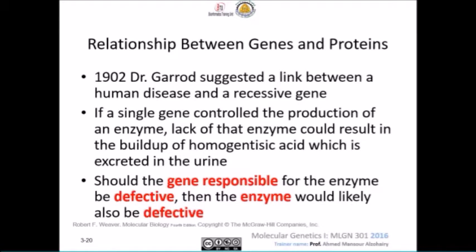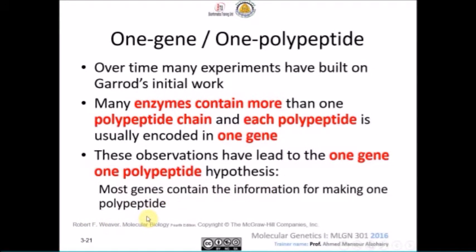Okay, now we'll see the relation between genes and proteins. In 1902, Dr. Garrod suggested a link between human disease and a recessive gene. If a single gene controlled the production of an enzyme, lack of that enzyme could result in the buildup of homogentisic acid, which is excreted in the urine. Should the gene responsible for the enzyme be defective, then the enzyme would likely be defective. One gene, one polypeptide.